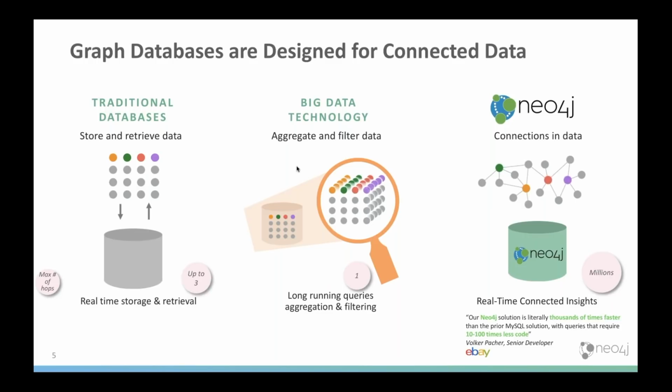That results in some fantastic user stories. So at the bottom there, you'll see one of our users at eBay. Our Neo4j solution is thousands of times faster, and the queries require 100 times less code. So Neo4j is very, very efficient and fast. It's also very efficient from a code creation point of view. So your queries are short, concise, and easy to maintain.